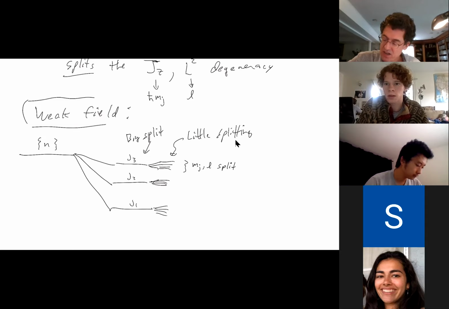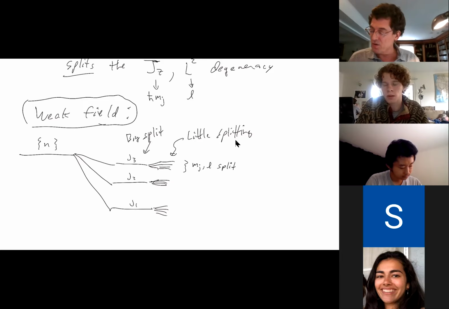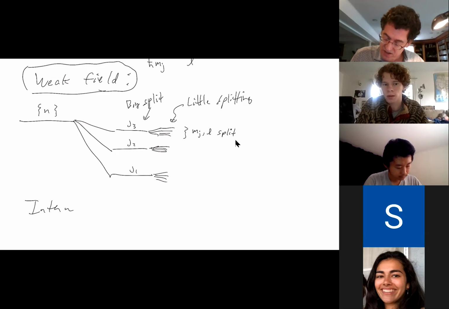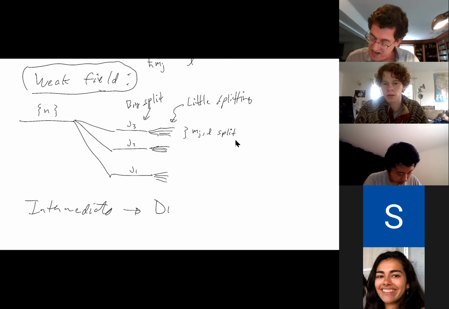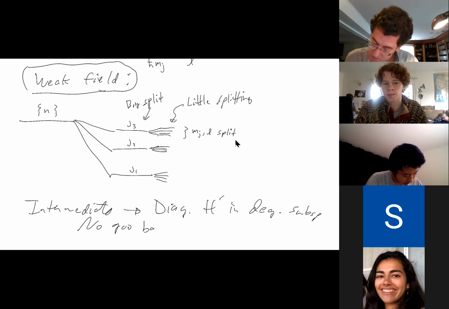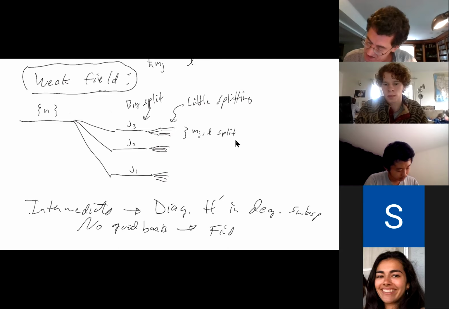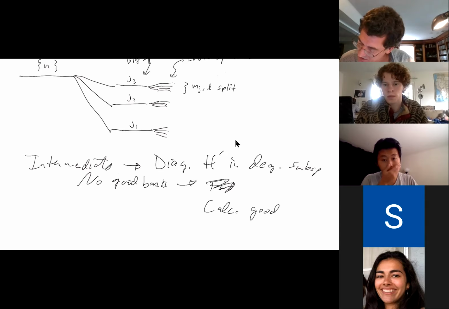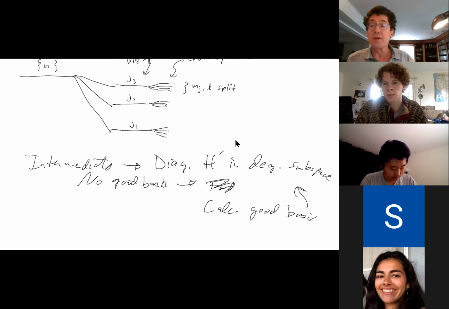Okay, I guess that's where we will stop. The only one we did not do is the intermediate field, which is kind of a mess and we can't really do it anyway, but we'll talk about that one later. I'll just say for the intermediate field, you have to diagonalize H prime in the degenerate subspace. There's no good basis. You have to find the good basis yourself by diagonalizing H prime in the degenerate subspace. That's what you do for the intermediate case. That's why it's so hard. Okay, folks, bye-bye.